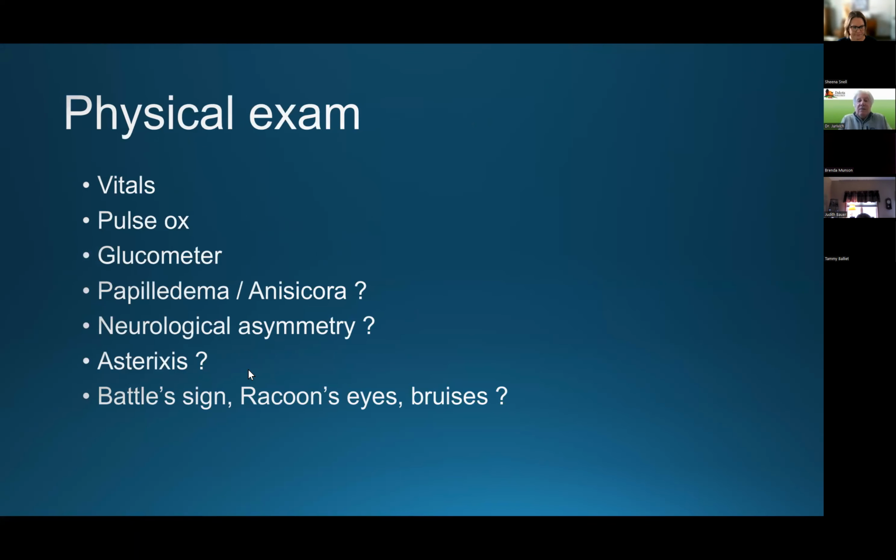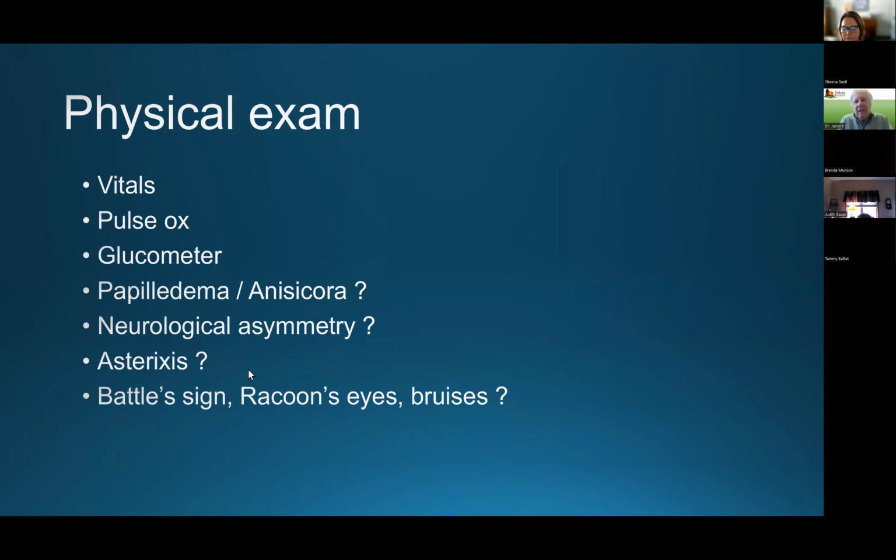Next, in terms of the physical exam, obviously vital signs are important. Pulse oximetry. So we want to know temperature. If somebody has a rapid heart rate, that's going to tell you that something is going on. You want to look at the eyes.